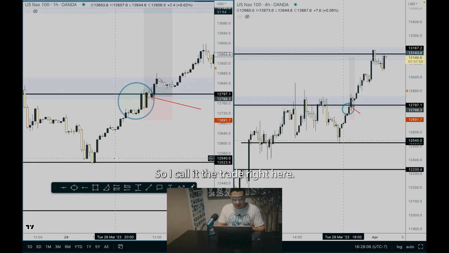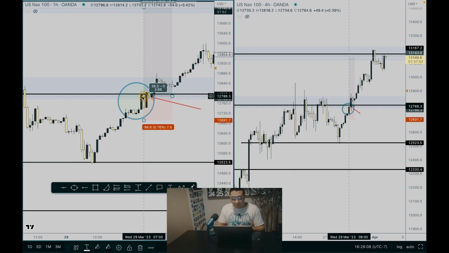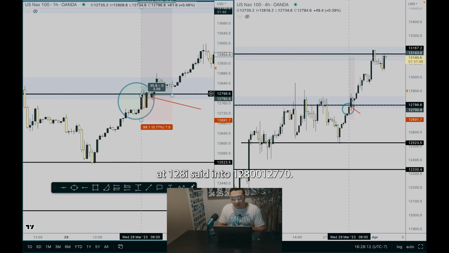Okay, so I called the trade right here on this bullish candle, right at 128. I said enter at 12800, 12770.